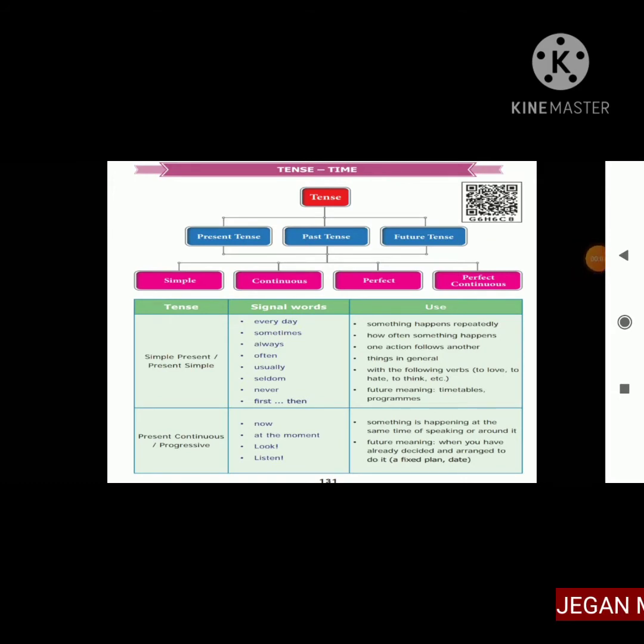8th standard English. Students, in our previous class we had seen kinds of tense forms. The first 4 types of tense we had seen: simple present, present continuous, present perfect, and present perfect continuous. We just have to recall, then we will start again with simple past and its 4 types, and future and its 4 types. So the remaining 8 types we have to see.